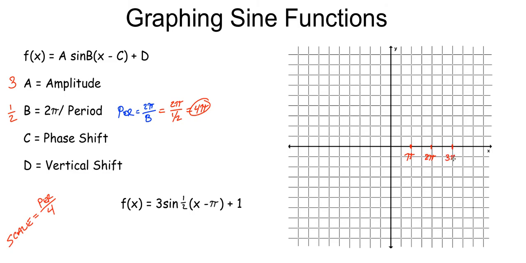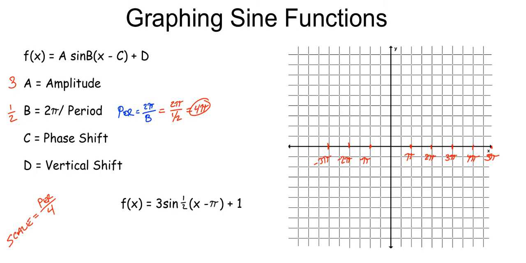This is going to be 3 pi. This is going to be 4 pi. This could be 5 pi. And if we went the other direction, this would be negative pi, this would be negative 2 pi, this would be negative 3 pi, and so on. Okay, so that's just how we figure out what our scale is. We do the period divided by 4.